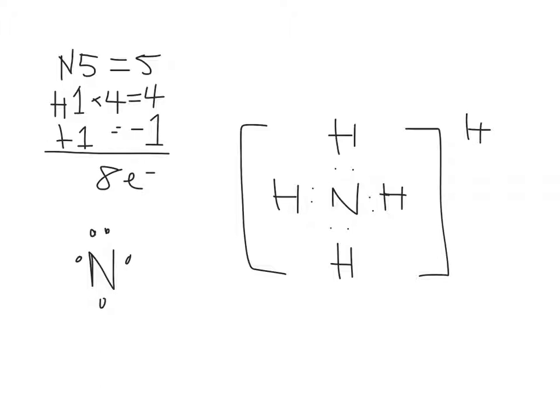So a coordinate covalent bond occurs when one atom donates both electrons to a covalent bond. One atom donates both electrons to a covalent bond. So what happened here was I had ammonia. Is ammonia an acid or a base?